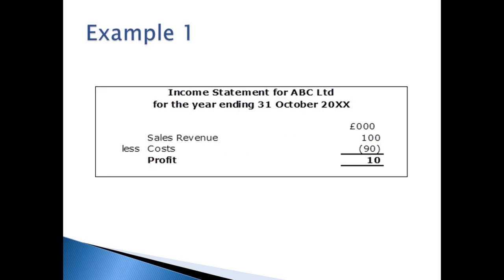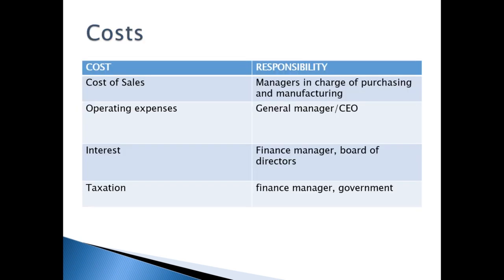A simple example looks like this. Most users would like more information about the costs and who is supposed to keep them under control. So they are divided as follows. The cost of sales is the responsibility of the managers in charge of purchasing and manufacturing. The operating expenses are the responsibility of the general manager or the CEO.